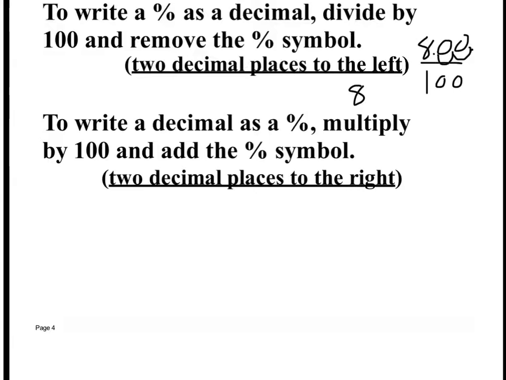Okay? Let's think about something like 8. When I times that by 100, what do I get? 800. The decimal place went from here to here. How many places did I move it? 2 to the right. So when you multiply by 100, you're going 2 to the right. That's all you need to know.